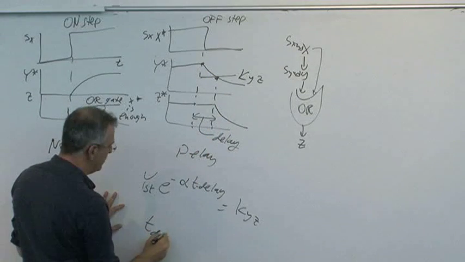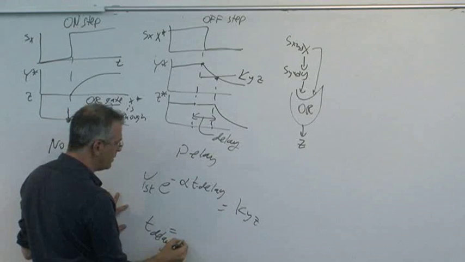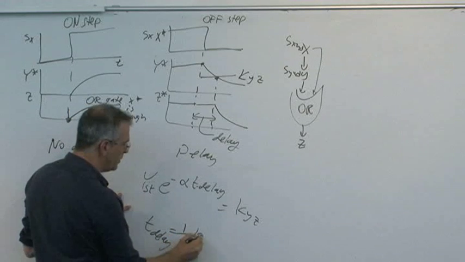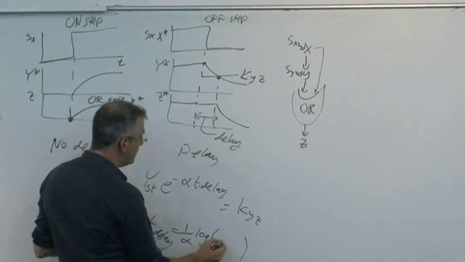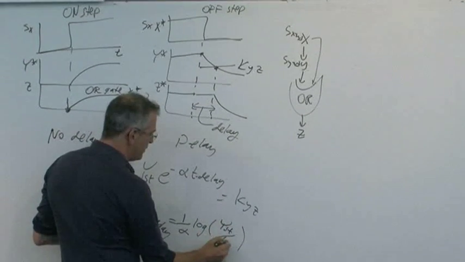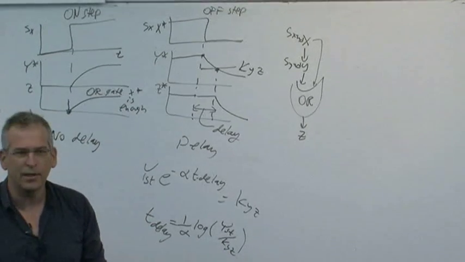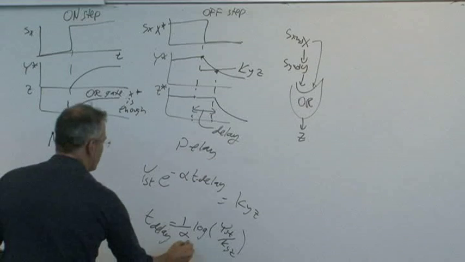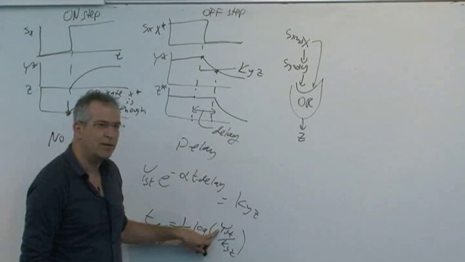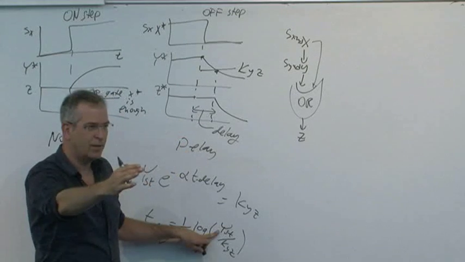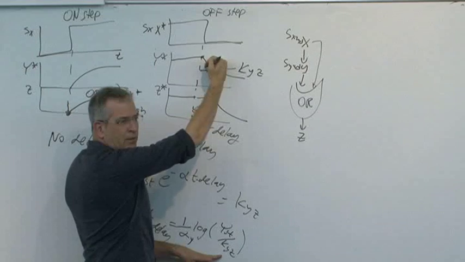And the answer, and you don't have to write it down or be worried about it, I said don't be worried about it, is t delay equals one over alpha log of Y steady state divided by Kyz, something like that. So the point I want to make here is you can tune this delay by playing with the parameters of the protein, the removal rate of protein Y. The higher its steady state, the longer this delay. The bigger the threshold, the smaller the delay. So you can tune it.